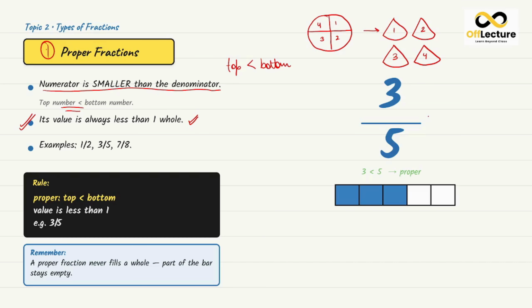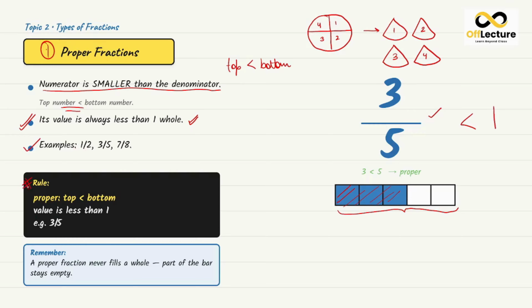Like you can see here, it's 3/5. What it means is we have taken 3 parts out of all the 5 parts. That's why we are getting a proper fraction which is less than 1. There can be other examples too, 1/2, 3/5, 7/8. Mostly you will see proper fractions only.